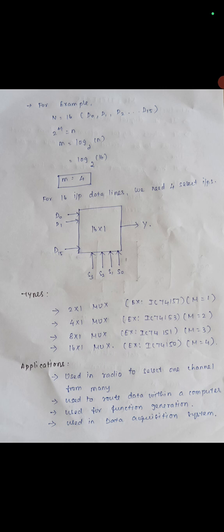Multiplexers are mainly used in radio to select one channel from many channels, in computers to route the data, in function generation, and in data acquisition systems. So these are all the best examples of applications of the multiplexer.